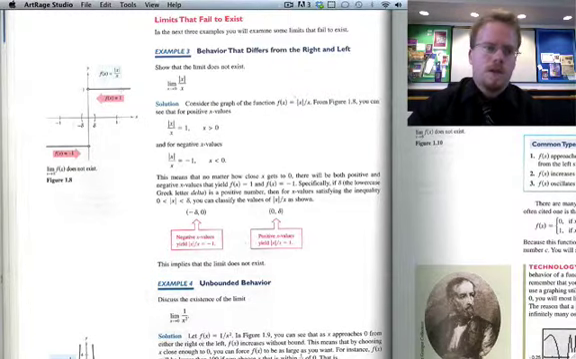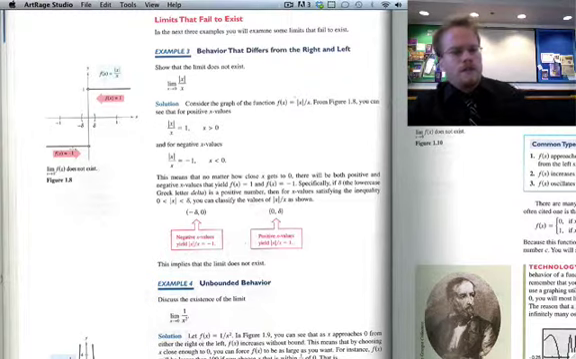values that are equal to 1. And when we're on the left side of the origin, we always get values that are equal to -1.